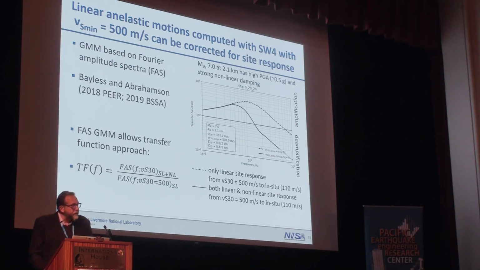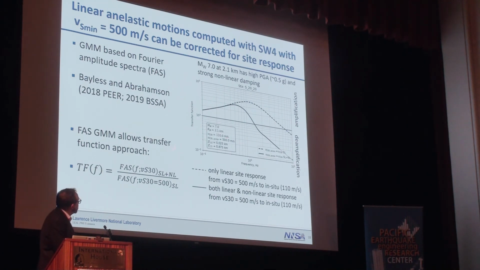There's a new Fourier spectrum-based ground motion model, another PEER project from Jeff Bayless's thesis work with Norm. This allows us to form a transfer function, so I can divide out the Fourier amplitude response for a linear response with a minimum shear wave speed of 500, or a VS30 of 500. And the numerator then includes the response for a lower in situ shear wave speed that includes linear and nonlinear response. That transfer function is plotted for a site in Berkeley here that is subjected to about half a g PGA. It's 2 kilometers from the fault with a VS30 of 110 meters per second.